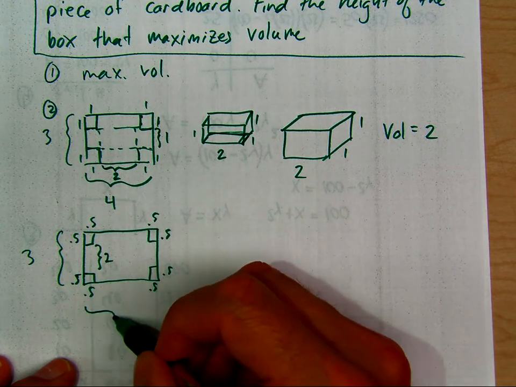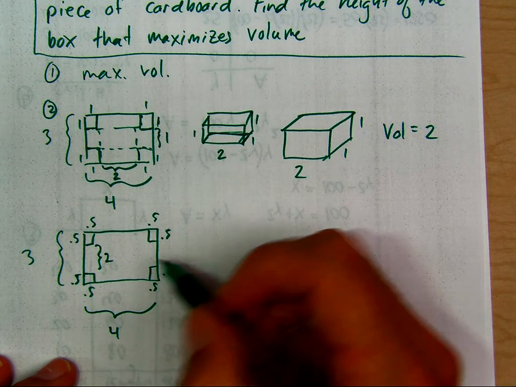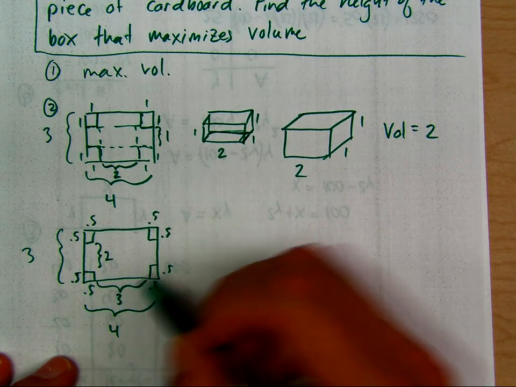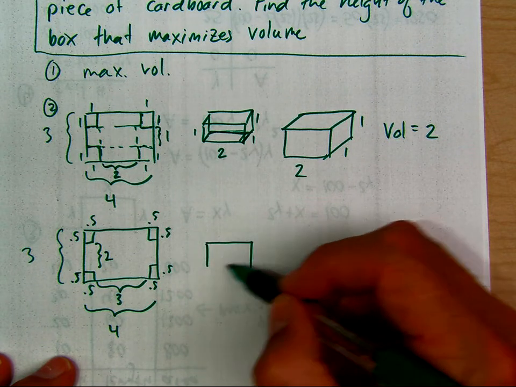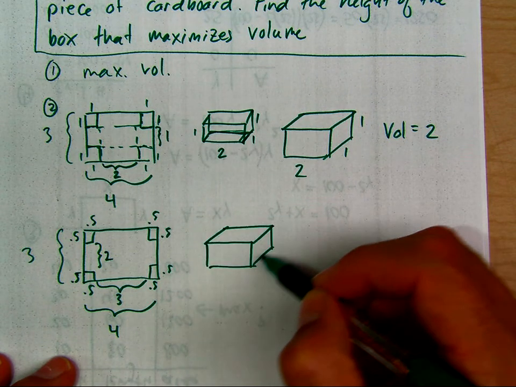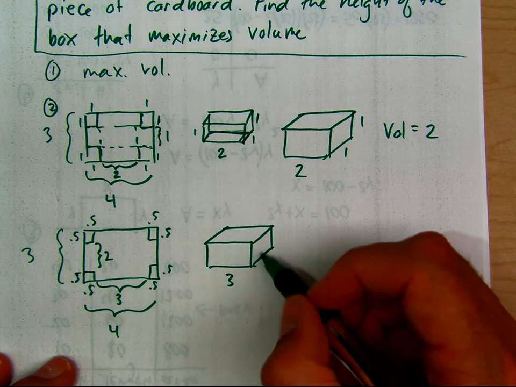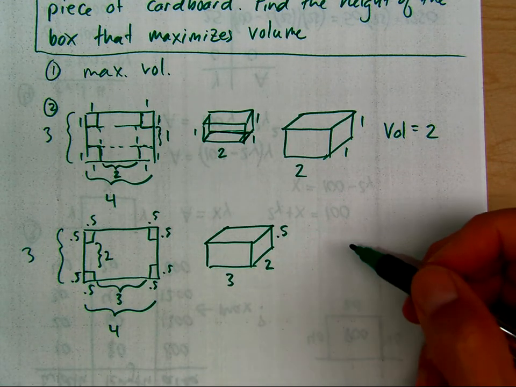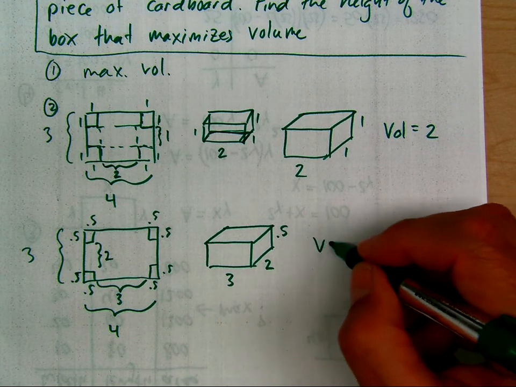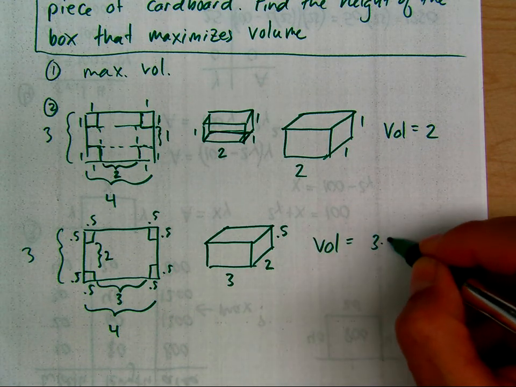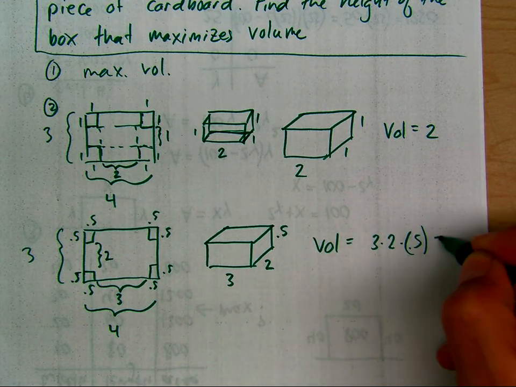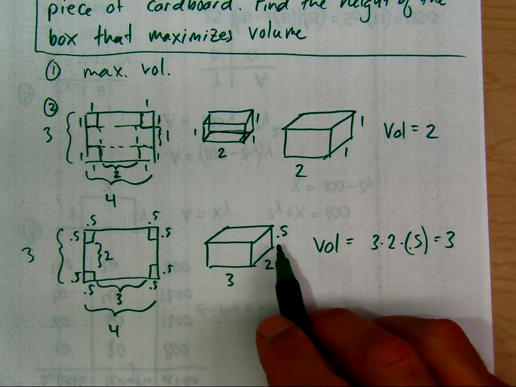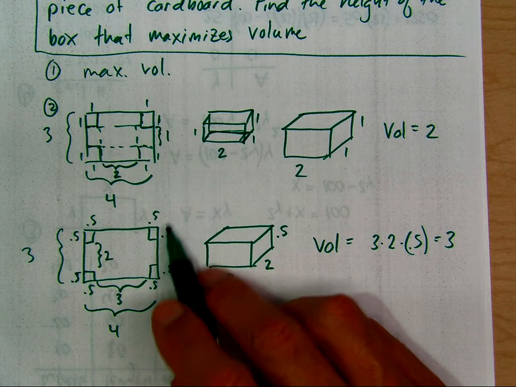Here we started with 4 feet, and we cut out a total of 1 foot, and what's left would be 3 feet. So when we draw the box, we have 3 by 2 by 0.5. And that volume, 3 times 2 times 0.5, is 3. That made a larger volume by cutting out a 1/2 foot square instead of a 1 foot square.